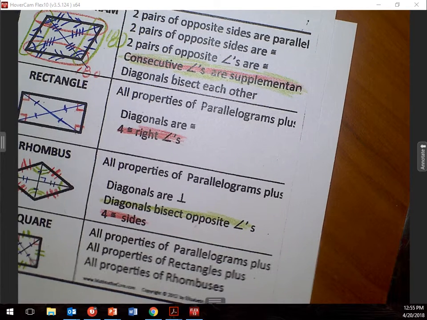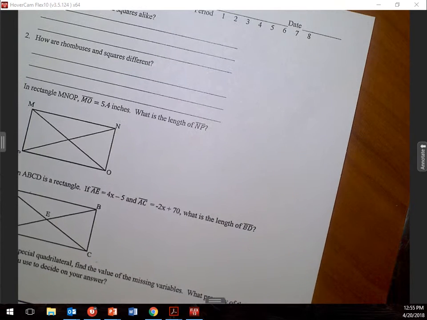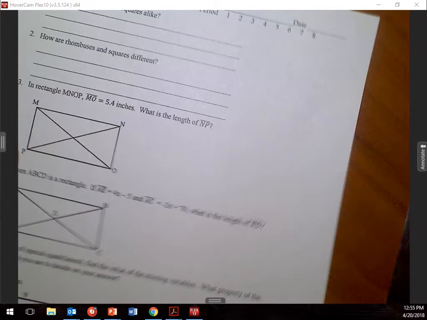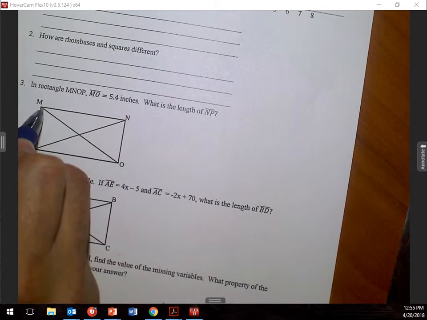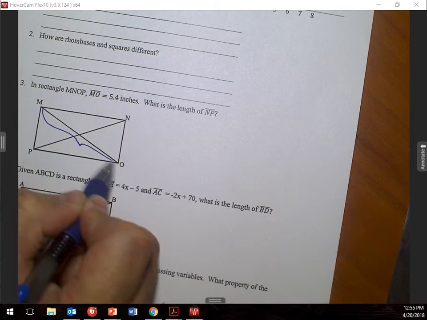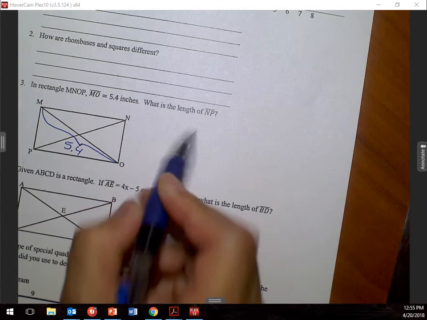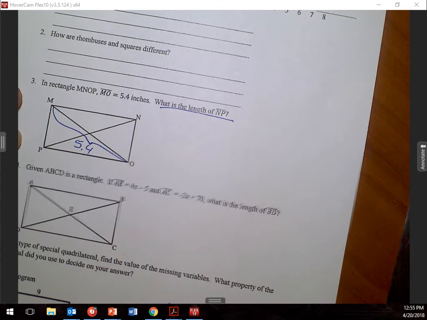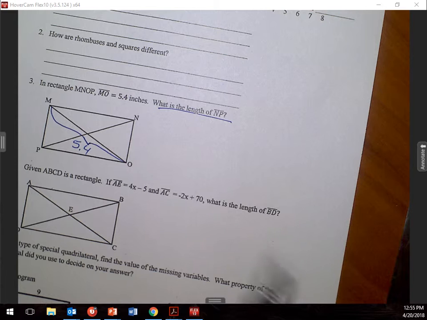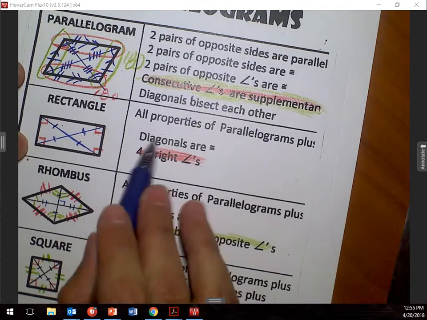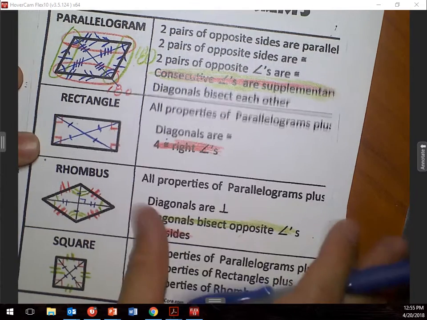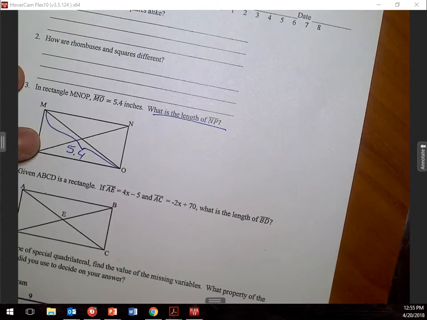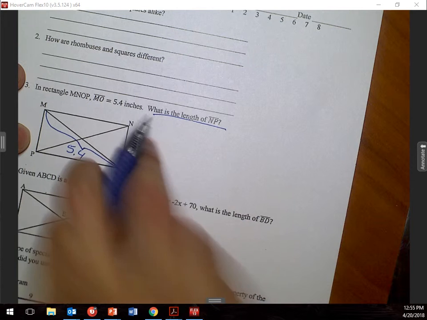So anyway. Alright, let's look at these properties here. On this problem right here, it says MO is 5.4 inches. What is the length of NP? How'd you get 5.4? Because right here, in a rectangle, it says diagonals are congruent, right? So, that's what you're going to get for this one.